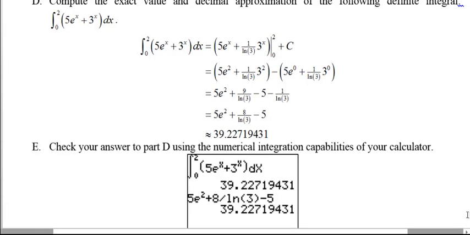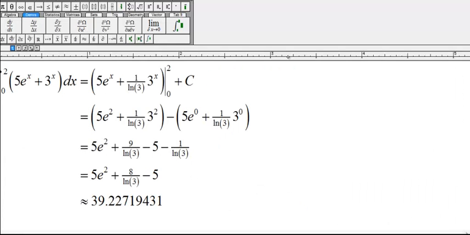How about finding a definite integral? Same function, so we've got the same antiderivative, 5 e to the x plus 1 over ln of 3 times 3 to the x, but we want to just evaluate it from 0 to 2. That should not have the plus c. Let's get rid of that. So we don't worry about the plus c.